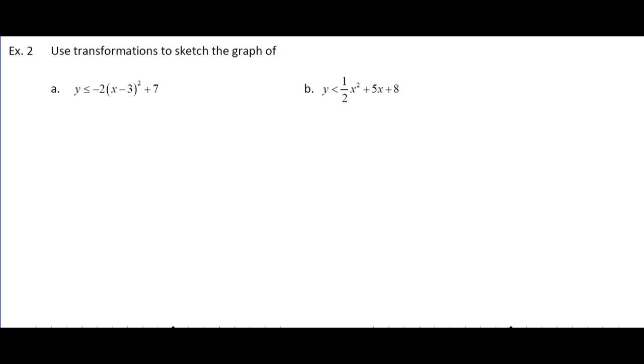Use transformations to sketch the graph. All right, transformations. Transformations should be listed in order. What is the order of transformations? Vertical stretch, reflection, horizontal translation, vertical translation. Now, it could be vertical translation, then horizontal, so it doesn't really matter. It's stretches, reflections, translations.